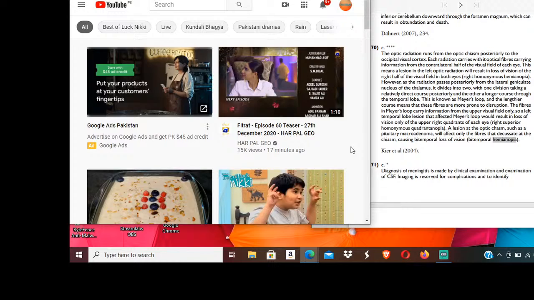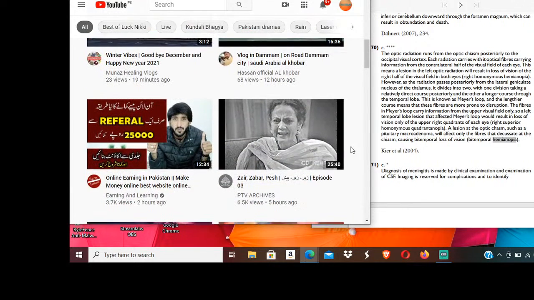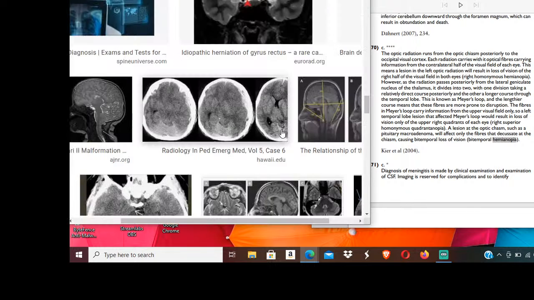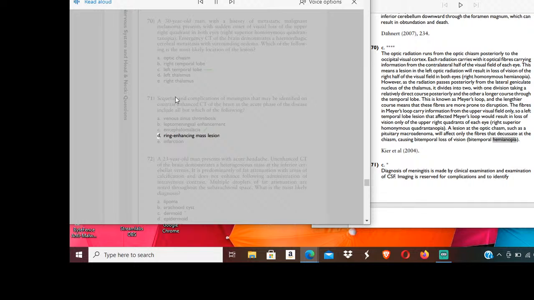Thalamus. 71. Sequelae and complications of meningitis that may be identified on contrast-enhanced CT of the brain in the acute phase of the disease include all but which of the following? A. Venous sinus thrombosis. B. Leptomeningeal enhancement. C. Encephalomalacia. D. Ring-enhancing mass lesion. E. Infarction.